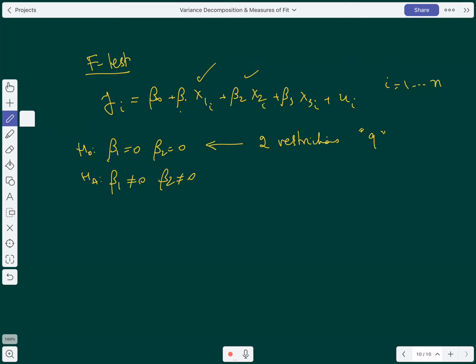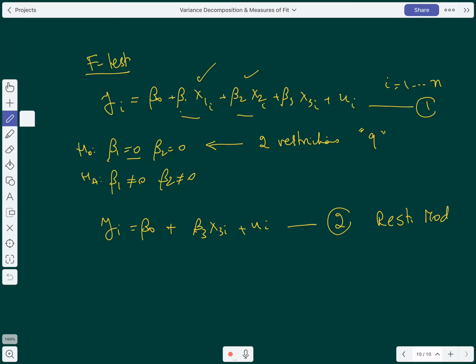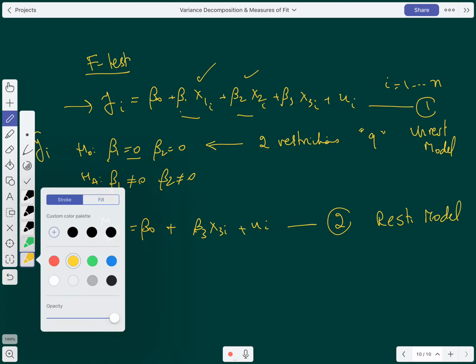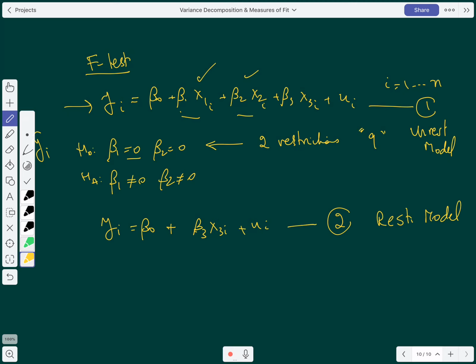So it's called a restricted model. So this is just the regular model, and this is what we call the restricted model. In the restricted model, we're going to plug 0 for the parts that we're testing, so we're left with beta 3 x3i plus u_i, and we're going to call this one the restricted model, and we call the other one the unrestricted model. And of course, when you run this one, you get the y_i hat. Let me call it u as unrestricted, and this one as y_i hat restricted.